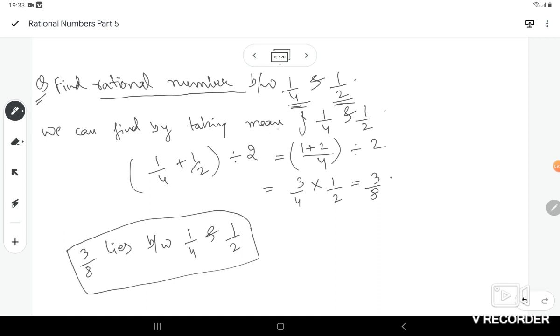Now coming to the question, find a rational number between 1 by 4 and 1 by 2. First of all we will have to take the mean, and mean means adding the numbers and dividing by the total number of numbers given. The total number of numbers given is 2, so we are going to divide the sum of the numbers by 2. On solving this we get the number 3 by 8. So the mean would be in between 1 by 4 and 1 by 2. So we can clearly say that 3 by 8 lies between the rational numbers 1 by 4 and 1 by 2.